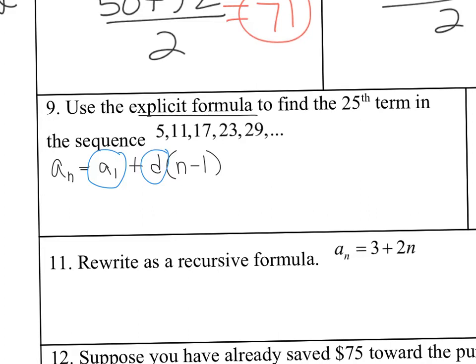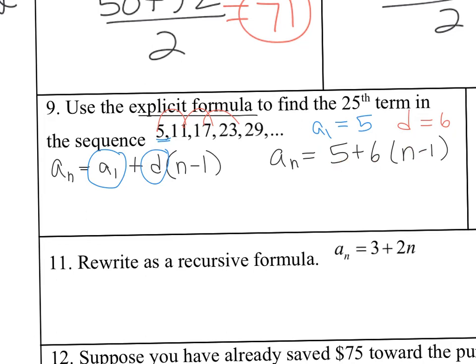So to find a sub 1, that's pretty easy because it's my first term. So a sub 1 equals 5. And then my common difference is going to be 6. So d equals 6. So first I'm going to write my formula. A sub n equals 5 plus 6 times n minus 1. That's my explicit formula. Now be careful that you don't combine these and write 11 times n minus 1. This 6 is stuck with the n minus 1. These are not like terms to add them.